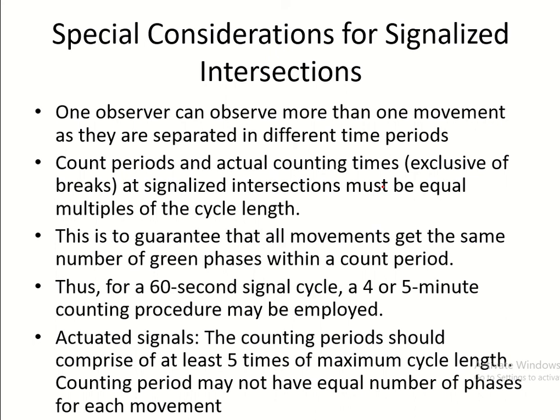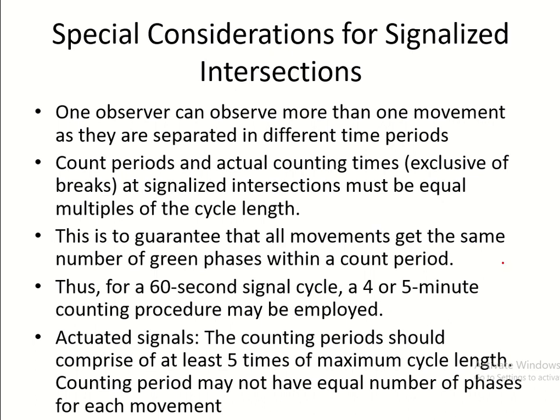So to make sure that all directions have an equal number of green times at the end of my counting period, we should take it as a multiple of the cycle length. Now they are saying that if you have a 60-second cycle length, then a counting period of 4 or 5 minutes can work.